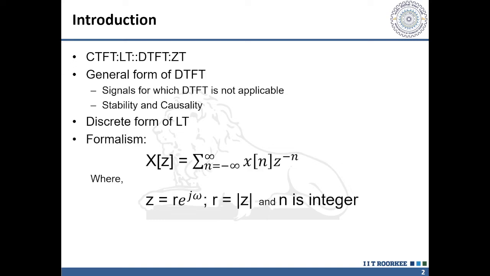Now coming to the formula, if we have a discrete signal x[n], then Z transform of the signal X(z) can be given as summation over n equal to minus infinity to infinity of x[n] into z to the power minus n, where z is r into e to the power j omega and r is the absolute value of z and n is integer.